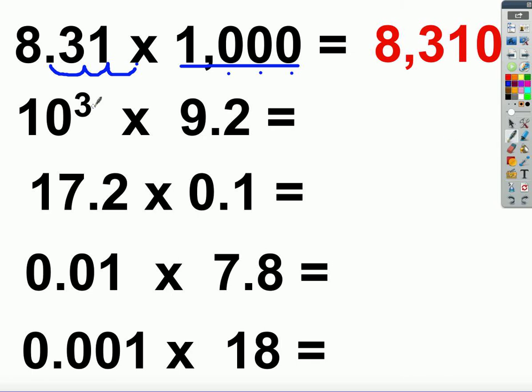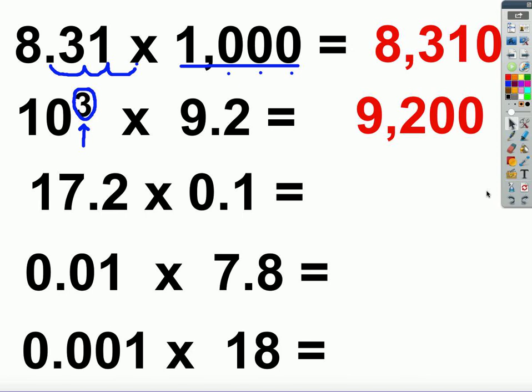Okay, the next one, if it's an exponent, this also is going to be quite a bit bigger because 10 to the third power is the same as 1,000. So since it's going to be bigger, we're going to move it to the right, and the exponent tells us how many times. So we're going to move that decimal over 3 spots to the right, and we get 9,200.